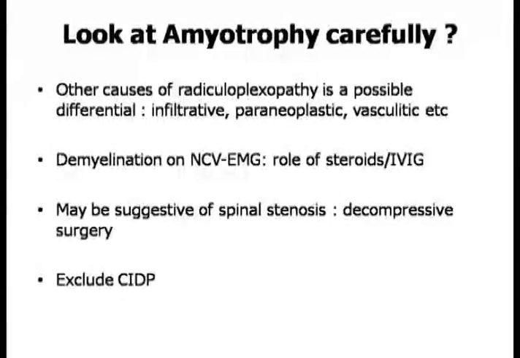But when you look at diabetic amyotrophy, again be careful. You should always think of other differential diagnoses of radiculoplexoneuropathy, like an infiltrative disorder which is happening in the lower sacral regions, a paraneoplastic syndrome, a vasculitic syndrome. These are all differential diagnoses.